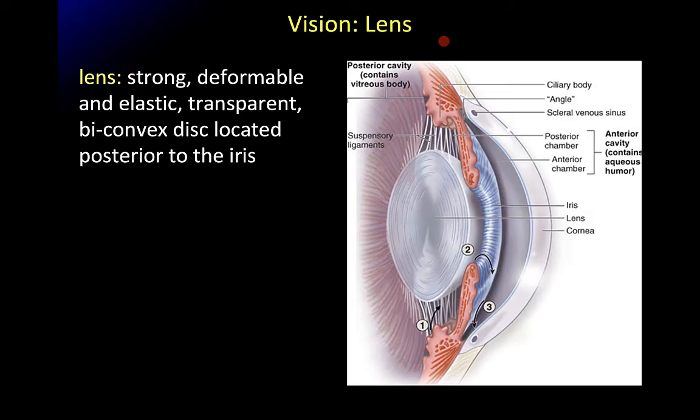All right, so what about this lens? We want to think a little bit about the lens. We can kind of associate this with the vascular tunic because it is connected to the ciliary bodies, but really it's kind of a nice, unique component. It's strong, it's deformable, it's elastic, so you can change its shape and it'll go back into a resting state. It is transparent and it's biconvex. That means it bulges out on both sides. You can see that it's bulging out there and it's bulging out here. It's not really a sphere, but it's like a sphere that has been stretched by these ligaments here so that it's a little bit elongated.